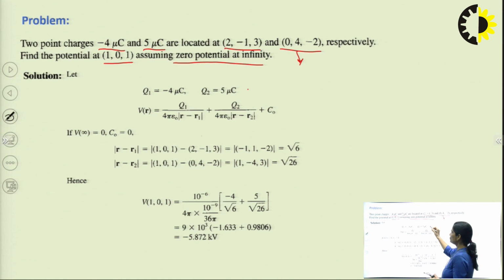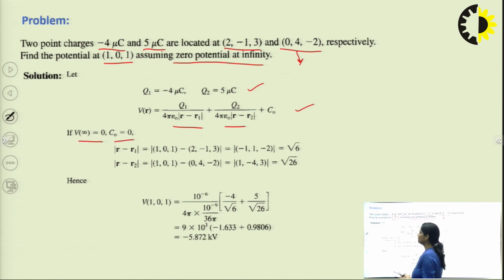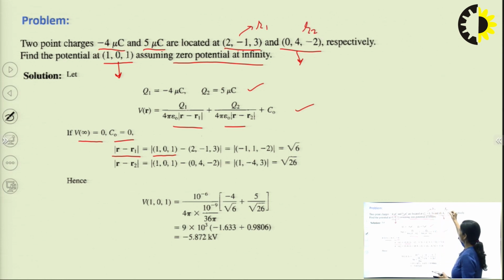As you know the q1 and q2 values, write down the formula V(r) equals q1 upon 4 pi epsilon naught magnitude r minus r1, plus the same for the second charge, plus C0. Here C0 is 0, because if the potential V at infinity is 0, then C0 is equal to 0. Now find the magnitude of r minus r1. For r the point coordinates are 1, 0, 1, and here r1 is for the first charge and r2 for the second.